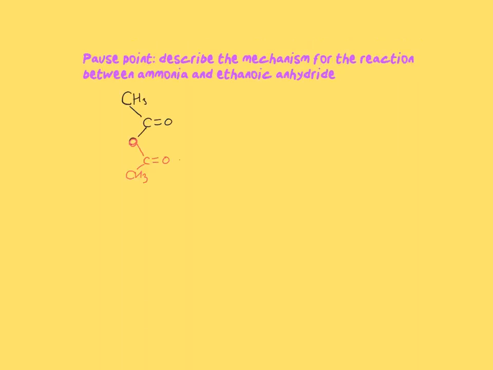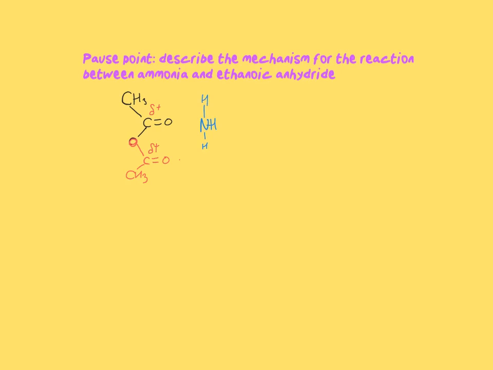So remember, acid anhydrides are simply 2 molecules of a carboxylic acid condensed together. So ethanoic anhydride is 2 molecules of ethanoic acid condensed together. So this is ethanoic anhydride. So this is going to react with ammonia. So first of all, let's put in the electron deficient carbons. And let's look at the attacking nucleophile, which is ammonia, NH3.